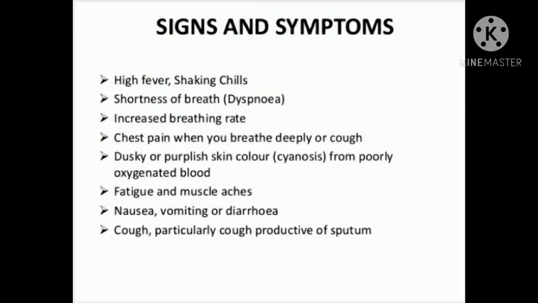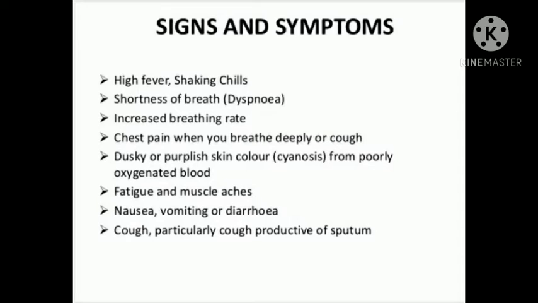Next are the signs and symptoms. What happens during pneumonia? What symptoms are seen in the body? There is a high fever, shaking, chills, shortness of breath, and increased breathing rate. These are some common symptoms of pneumonia. Also chest pain when you breathe deeply or cough, fatigue, muscle ache, nausea, vomiting, and diarrhea. These are the symptoms shown in the body during pneumonia.